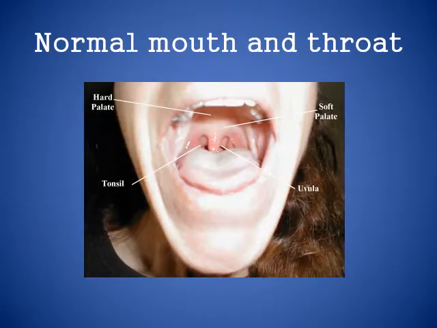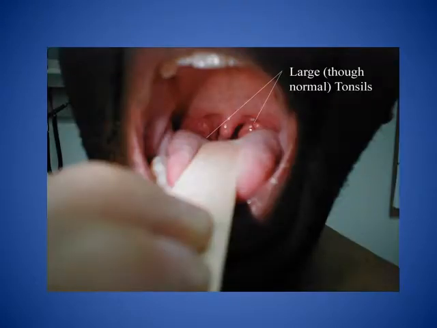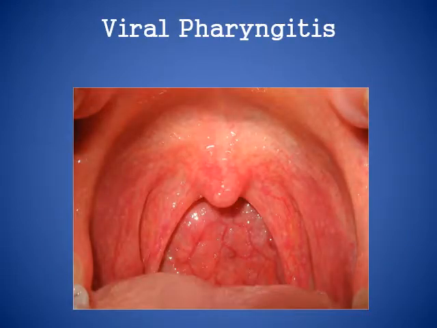Here are some pictures of a normal mouth and throat. You can see that the uvula is midline here. Tonsils are normal size on either side of the throat. Here might be a child with just normally genetically large tonsils. You can see how they're getting bigger and you have less airway space here. Here's a child that might present with a little bit of sore throat, maybe some postnasal drip. It's a little red.